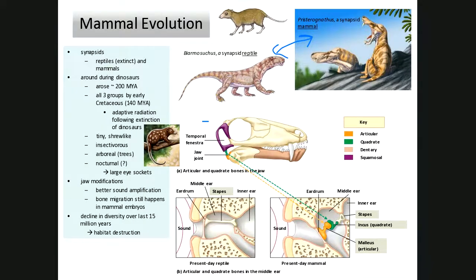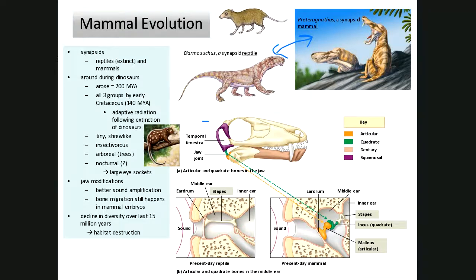You can see as I'm matching it up, right? So the articular becomes the malleus, for the hammer. The quadrate became the incus, or the anvil, and then that last one is the stapes, right? So those three bones in our middle ear allowed us to have a much better resolution of sound. So that was a big difference between reptiles and us.